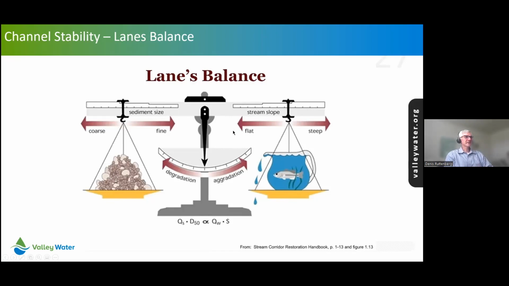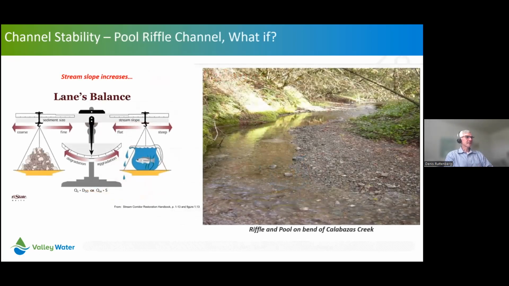So on this next slide, if we take the example of a riffle pool, what happens, say, if the slope increases on a riffle pool? If you go over here, in terms of the balance, if the slope gets steeper, then it's going to tip to the right. If it tips to the right, it's going to indicate that the channel is going to degrade.